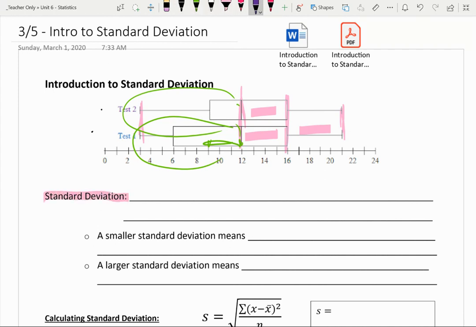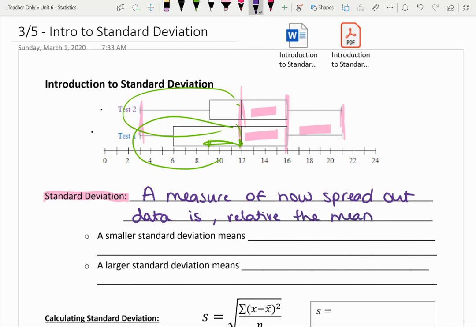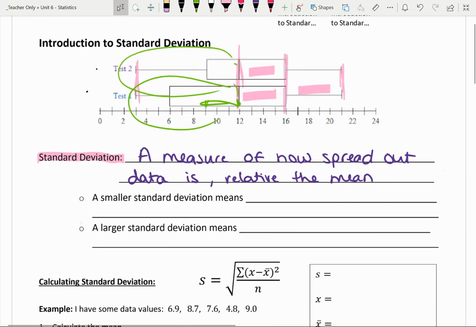So standard deviation is a measure of how spread out data is. This is a little bit different than range, because range tells us the entire spread from smallest to largest. But standard deviation really compares the data to the mean. So it's a measure of how spread out data is relative to the mean.